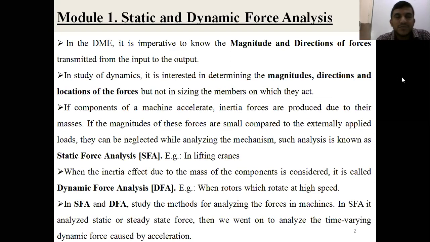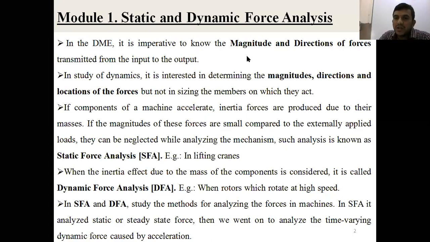Suppose in design of machine element, before going to design of machine element, what do you mean by design of machine element? Assigning the specification of a machine component to withstand the load or to do its function. So before going to assign the specification, we should know how much load is acting on a component. That we are going to determine in this subject. In the design of machine element, in the DME, it is imperative to know the magnitude and direction of forces transmitted from the input to the output, right? That is our aim here.